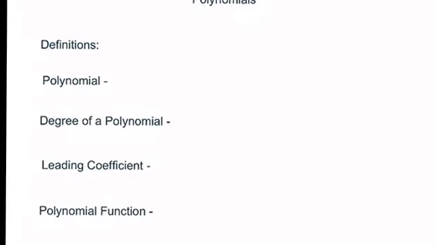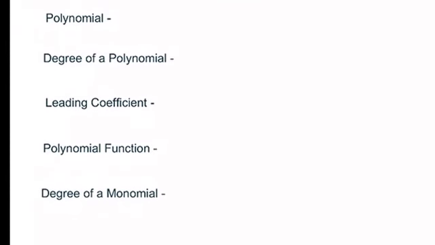Today we are going to introduce polynomials, and we're going to start just with some definitions, because if we don't know what all the definitions mean, all the words mean, then we have difficulty understanding what to do with them. So we've got 5 terms here that we're going to define: polynomial, degree of a polynomial, leading coefficient, polynomial function, and degree of a monomial.